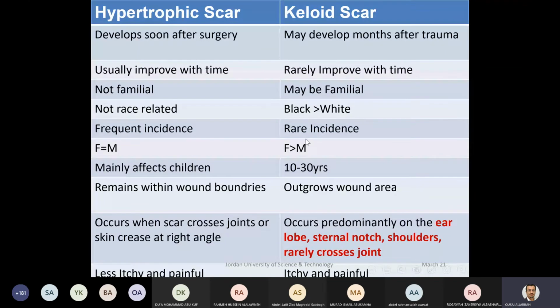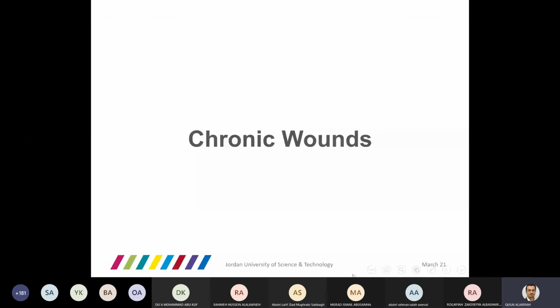They affect يعني adults, older kids, but hypertrophic scar affects children. They outgrow the wound area, keloid scars, and they are common on the earlobes. واحدة بتعمل ear piercing مشان تركب حلق بصير عندها very ugly scar. Sternal notch, shoulder, rarely crosses the joint, but those happen when scar crosses the joint or skin crease at right angle. هلا الكيلويد scars are mainly symptomatic. واضحة؟ واضحة دكتور، واضحة. تمام.